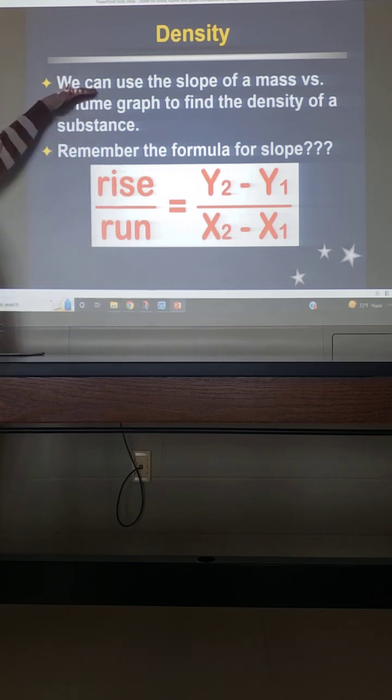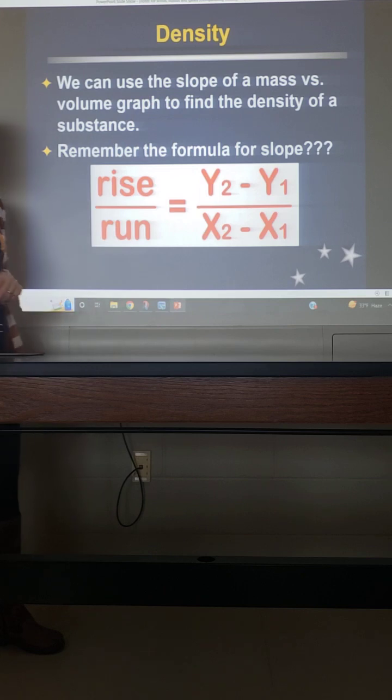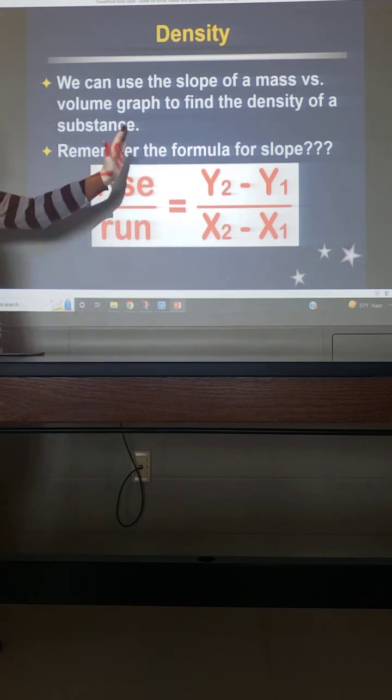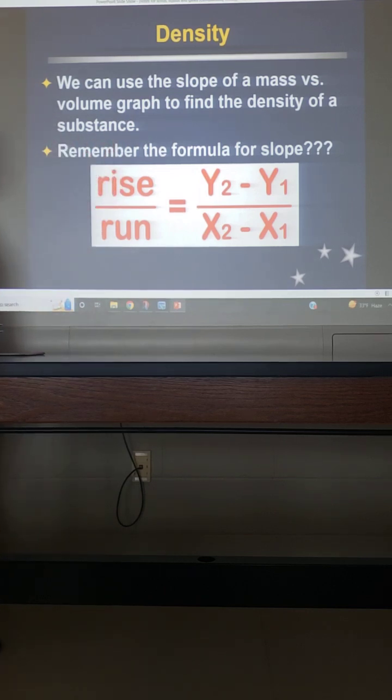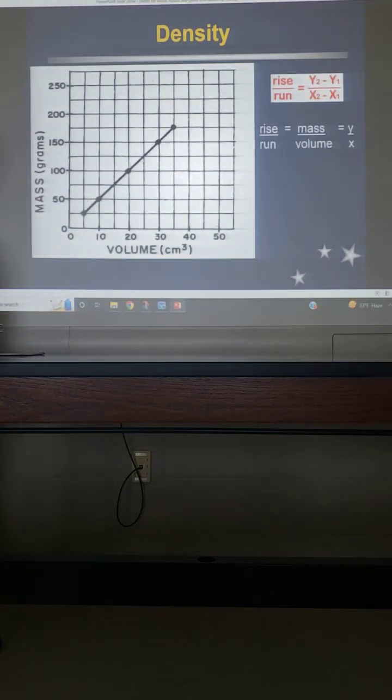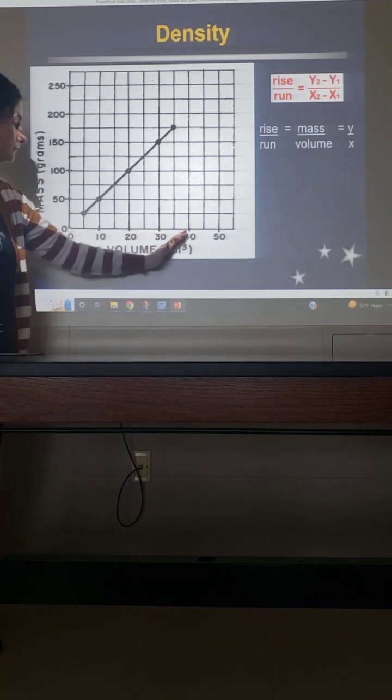But as you rise and then you run, the rise is our mass, the run is our volume, which matches our density equation, which is why on a mass versus volume graph, the slope of the line gave us density. The variables on the labels of the graph match the variables of our equation. So here was our mass in grams, and here was our volume.